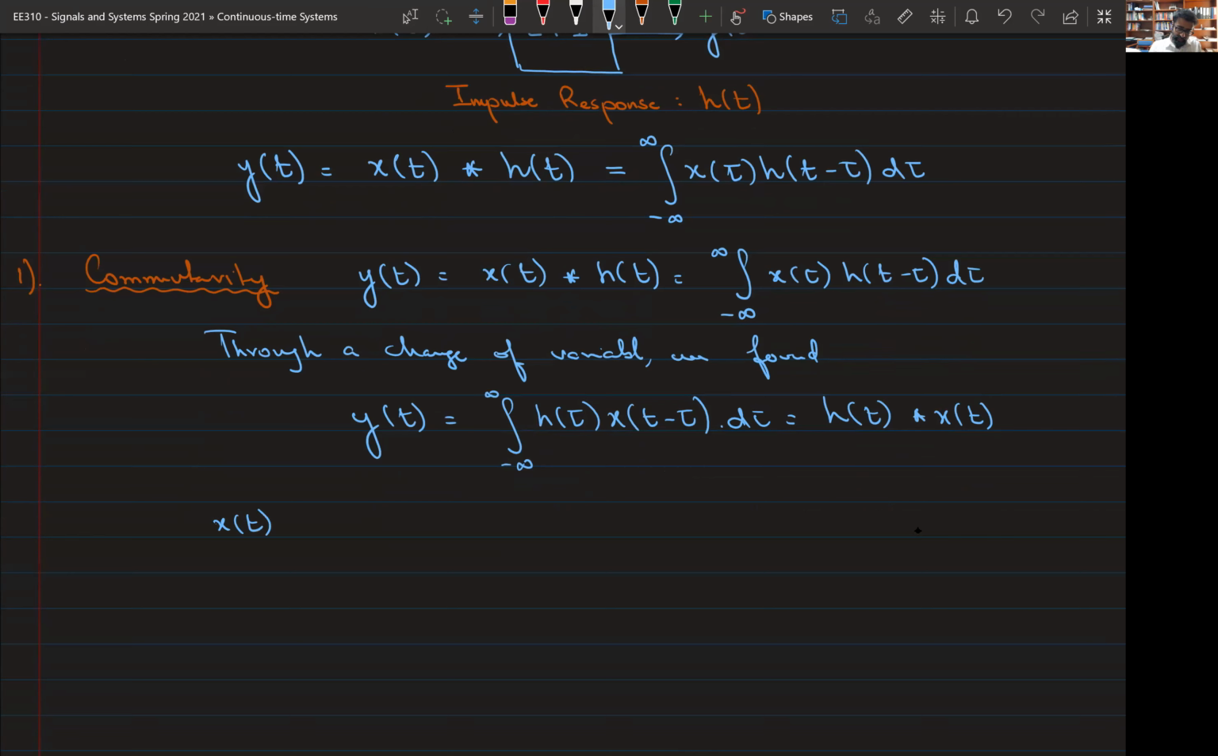an input x of t, and has an impulse response h of t, and the output turns out to be equal to y of t, right?